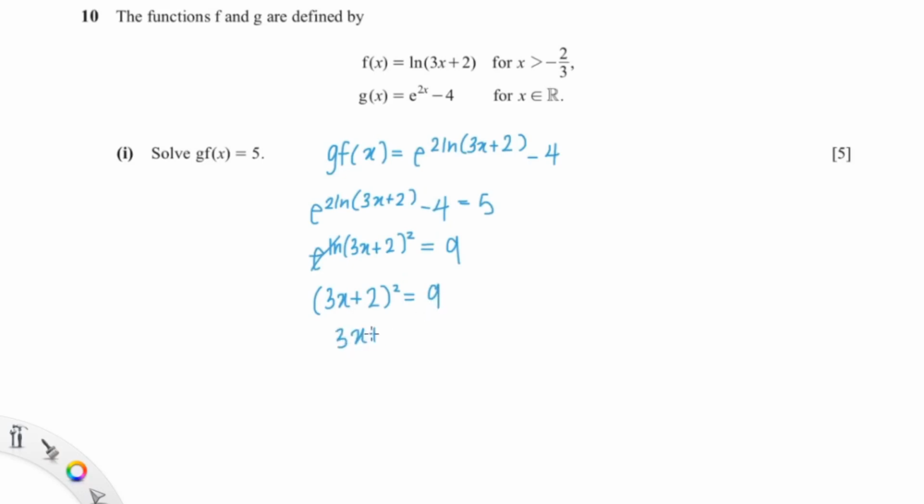So that would be 3x plus 2 equals the square root of 9, which is 3. So we square root these two. Now it's just simple. We bring 2 to the other side. So that would be 3 minus 2, which is 1. And x would be 1 over 3.